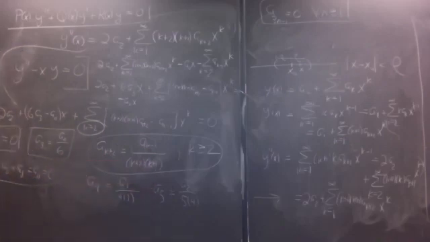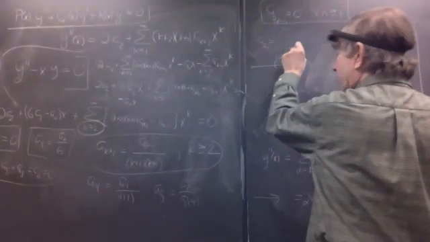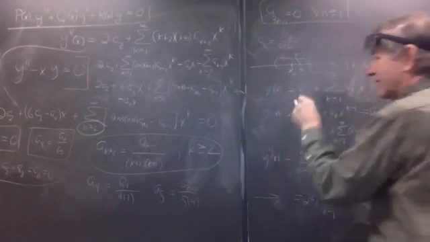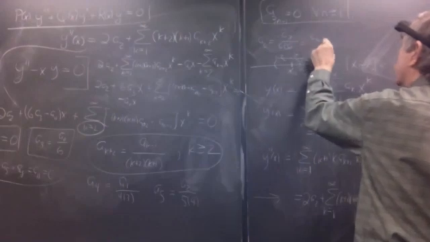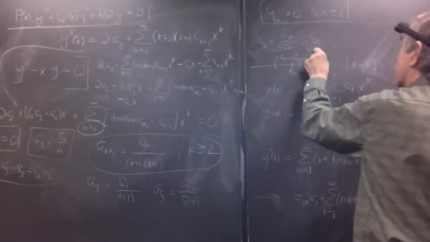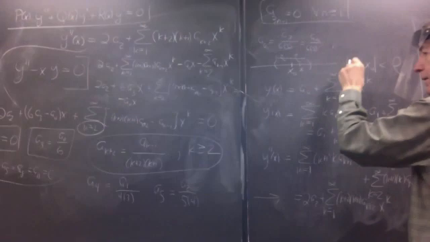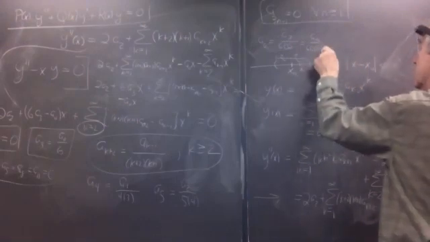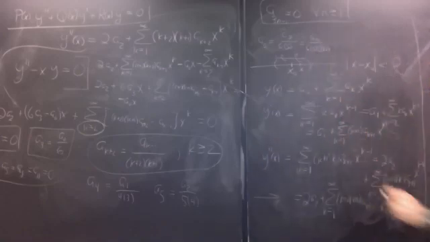I'm out of space, okay? A sub 6 will be a sub 3 over 6 times 5, but a sub 3 is a sub 0 over 6 times 5 times 3 times 2. I'm missing 4. I can't write this as a factorial, but it's almost a factorial.